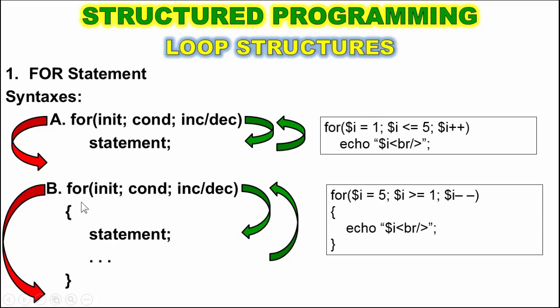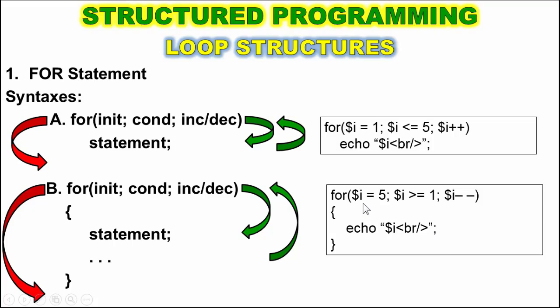The second syntax has a block statement enclosed by curly braces. You can place more than one statement inside the block statement. For example, this for loop has sentinel variable $I initialized to 5. The condition $I greater than or equal to 1 and the decrement statement $I minus minus. This loop will repeat 5 times from 5 down to 1, changing values for the sentinel variable $I.